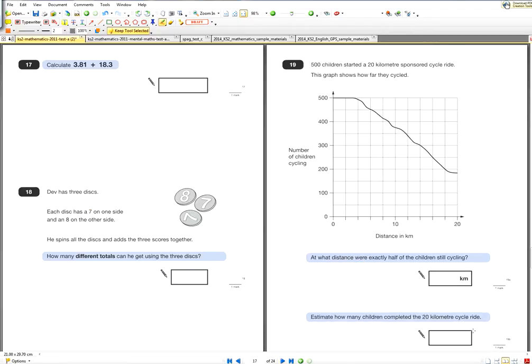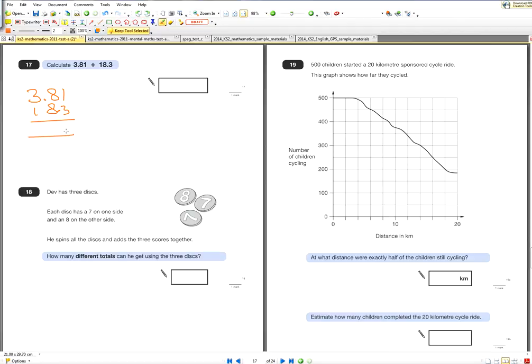Okay, next one. Calculate 3.81 plus 18.3. This is an important question here, because some students will do the question like this. Let me show you the wrong way first. So some students, they do like that. That is the wrong way of doing it.